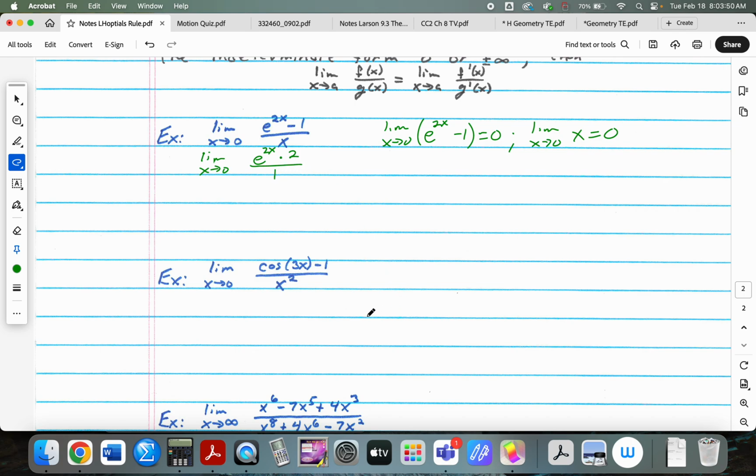At this point, I know I'm not going to be able to use L'Hopital's rule a second time. Sometimes we will use it a second time, but here the denominator is going to go to 1 as x goes to 0. So as x goes to 0, e to the 2x goes to 1 times 2 is 2. That quotient goes to 2 as x goes to 0.